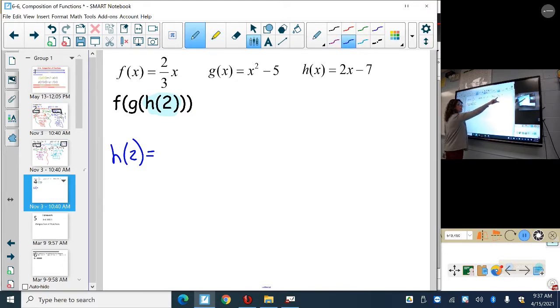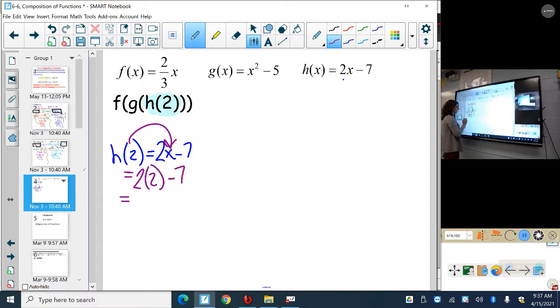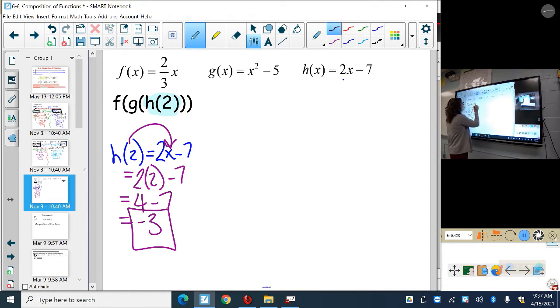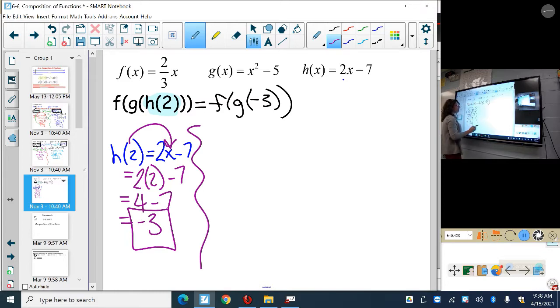So h is defined to be 2x minus 7. Every place I have an x, I'm going to plug in 2. So this is 2 times 2 minus 7. So that's 4 minus 7, which is negative 3. Okay? So now, every place I see h at 2, I'm going to put the value negative 3 in there, which means I'm now doing f at g at, what is h at 2? Negative 3. Okay? So I'm going to come over here, and I'm going to do the inside function.